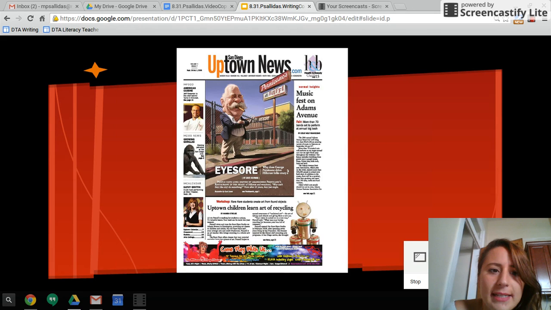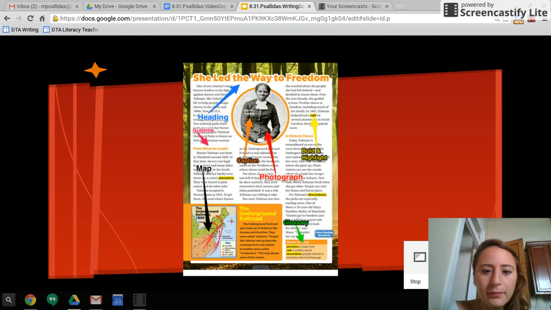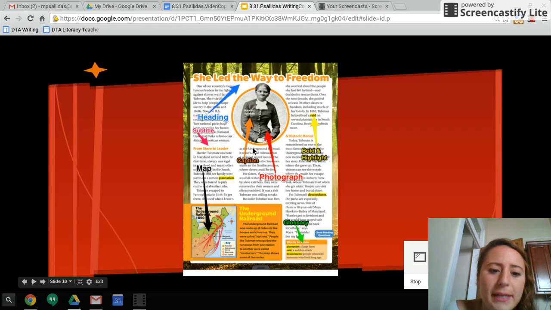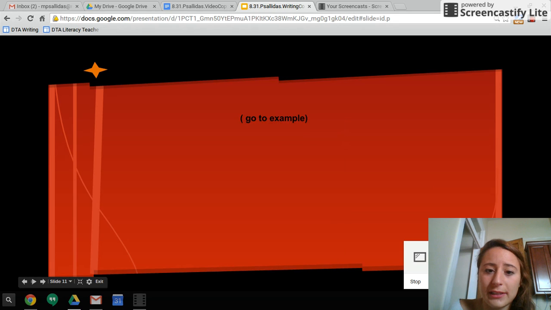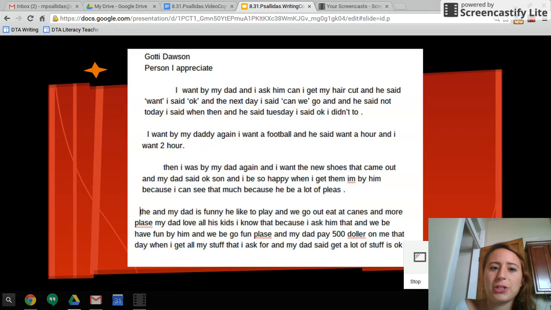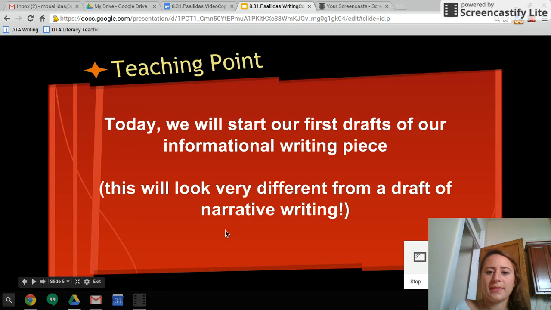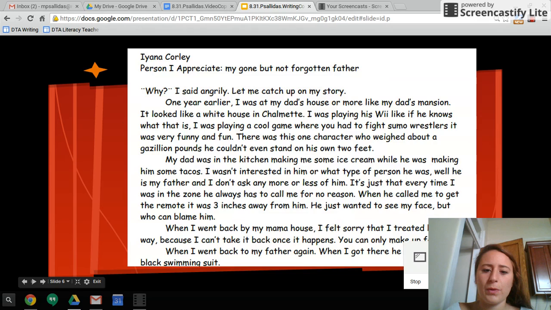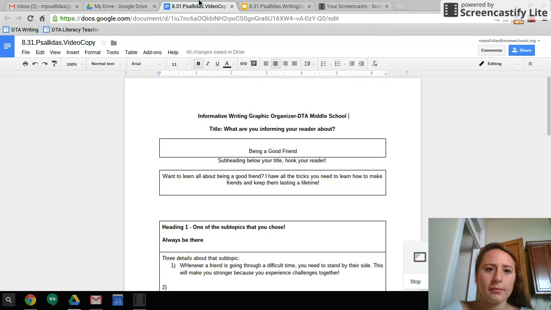So go ahead and take a look just at these next few. It did all these things like adding pictures, captions, maps, different titles, glossaries, underlining or bolding or highlighting keywords. And that's what your final draft is going to look like too. But today, as we actually do our first rough draft, it's going to look different from those things. And we're going to start using this graphic organizer right here.